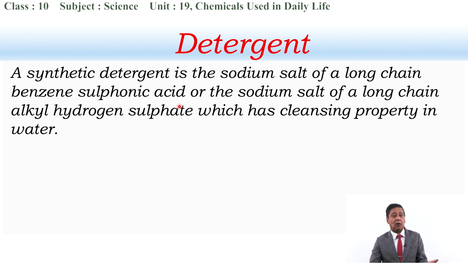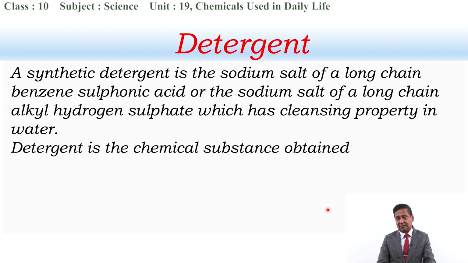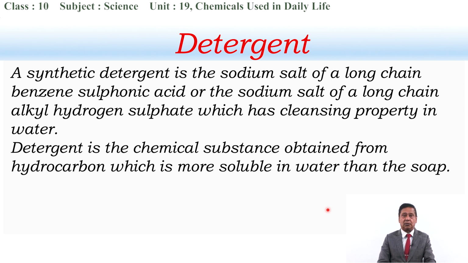This chemical substance we will learn in detail in class 11 and 12, but at this time we have to just represent the definition only. The definition of detergent is the sodium salt of long chain benzene sulfonic acid or alkyl hydrogen sulfate. Its major raw material is hydrocarbon, which is obtained from petroleum. One of the petroleum products is hydrocarbon. Mainly petroleum means hydrocarbon, and this is the raw material for this detergent.